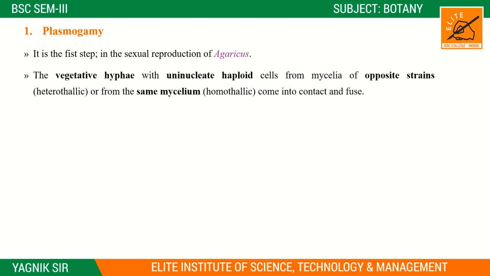So here a vegetative hypha with uninucleated haploid cells forms the mycelium. In the first phase, if there are plus strand and minus strand, both are uninucleated haploid, that means monokaryotic. Monokaryotic hyphae of the opposite strands, that means heterothallism, or from the same mycelium, that means homothallism, come into contact and fuse.